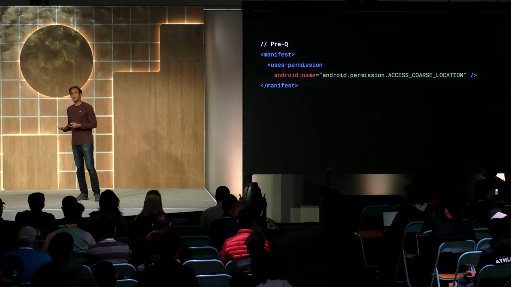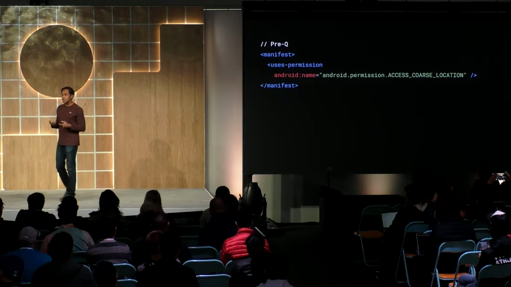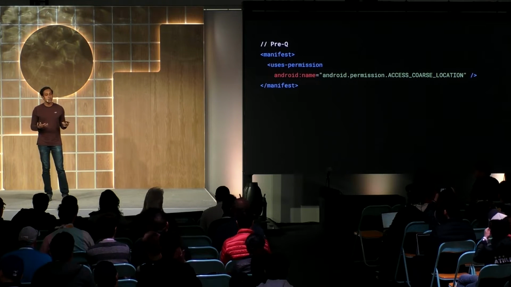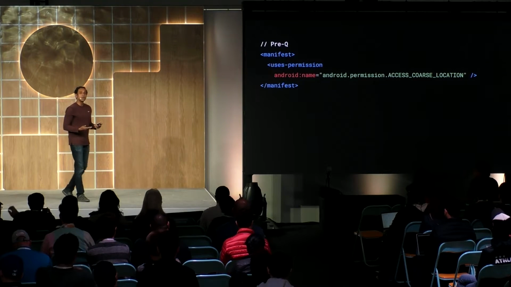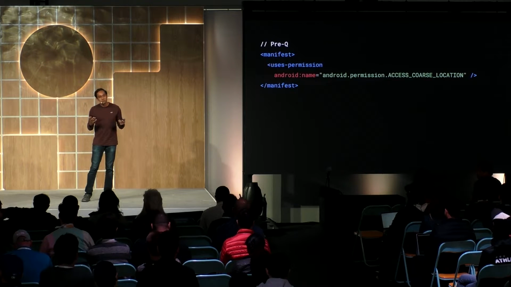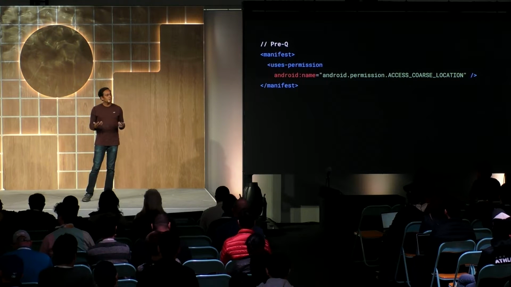To get location permission, you need to declare ACCESS_FINE_LOCATION or ACCESS_COARSE_LOCATION in the manifest. Typically, coarse location is at the city level, while fine location is as best as we can do. Before Android Q, if you had specified ACCESS_FINE_LOCATION or ACCESS_COARSE_LOCATION in the manifest, your app could get location in the foreground and in the background.